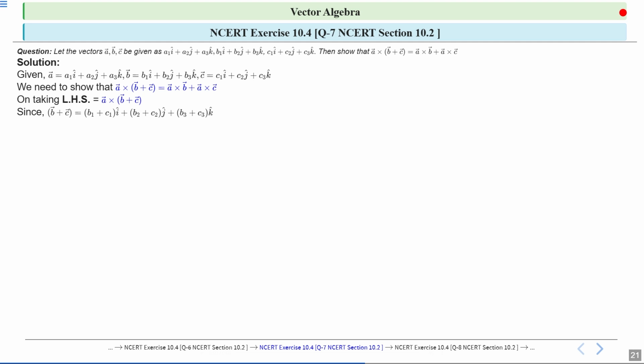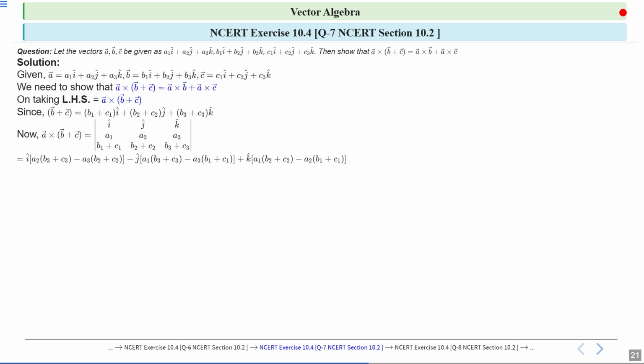Since B vector plus C vector will be equal to (B1 plus C1) i cap plus (B2 plus C2) j cap plus (B3 plus C3) k cap, right? Now A vector cross (B vector plus C vector) will be equal to the determinant of i cap, j cap, k cap; A1, A2, A3; and B1 plus C1, B2 plus C2, and B3 plus C3.